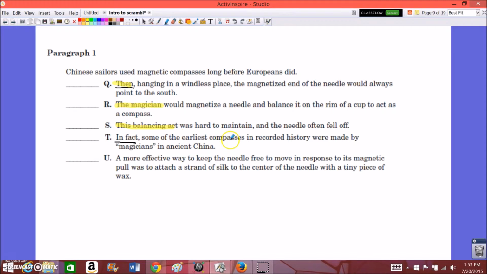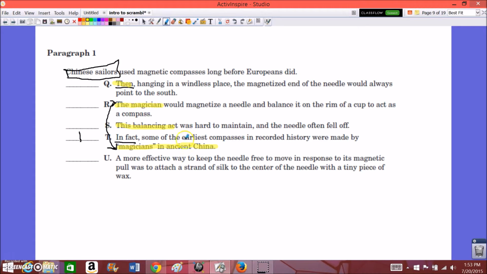"In fact, some of the earliest compasses in recorded history were made by magicians in ancient China." Okay, right here I'm seeing the connection. This is the first place they're introducing the term magicians. They even have it in quotation marks because they're not really using it in the literal sense. They're not literally magicians. It's figurative language. And when I look, I can see that this is continuing the idea introduced in the topic sentence. They're going a little more into detail about the Chinese sailors, and now they're calling them magicians. So I would say that this is the first sentence.